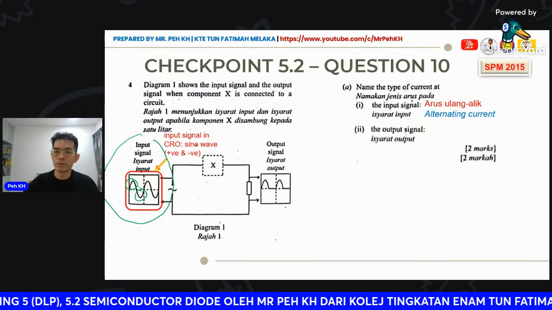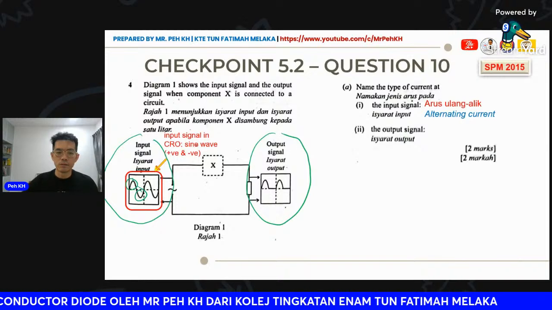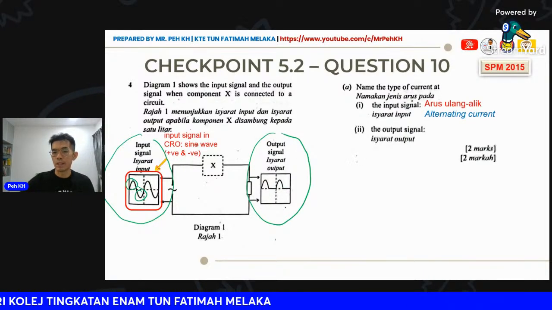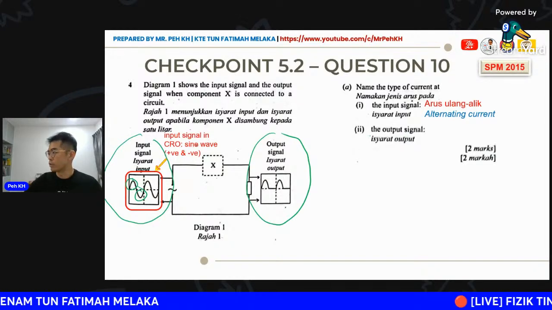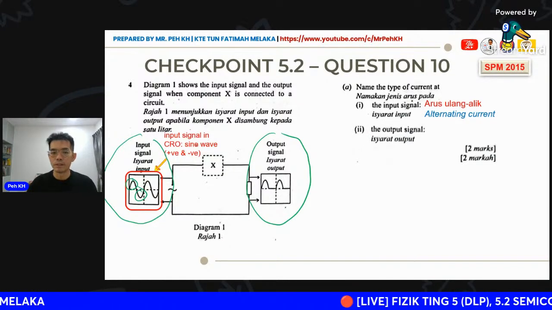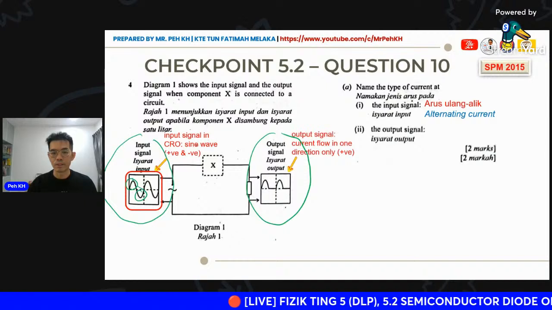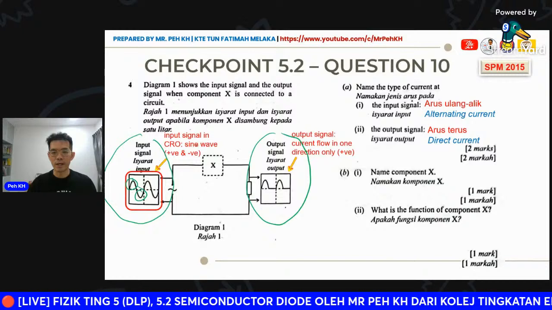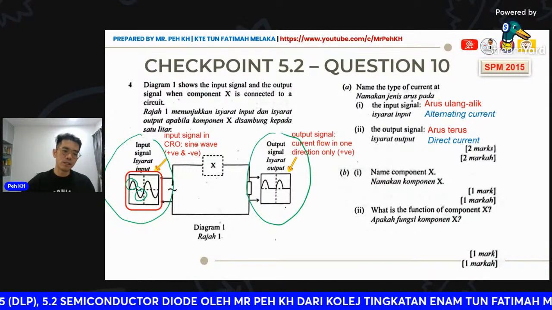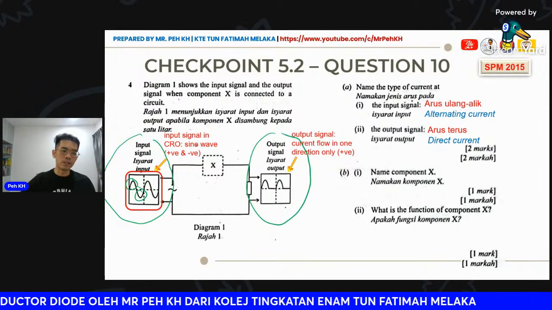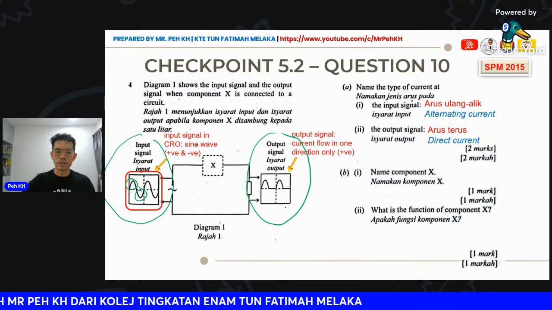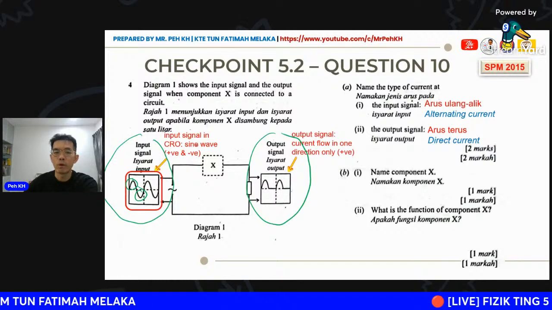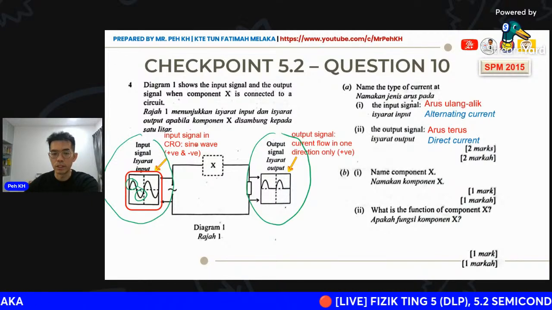Then the output signal will be this. You can see here we have a peak at the positive. Here the current is moving in one direction only, so it is direct current because the current is moving in one direction. So what is the component X? You can see the alternating current is changed to direct current. Here it shows half wave rectification because we are using only one diode.